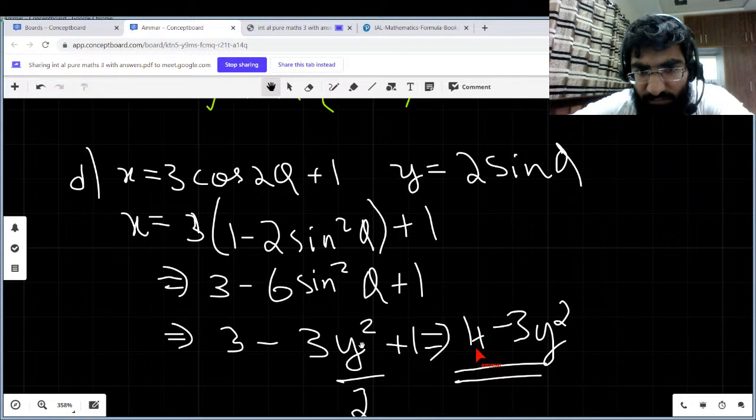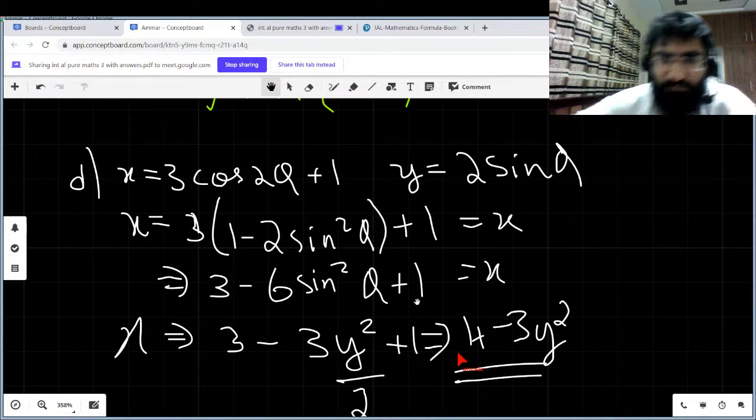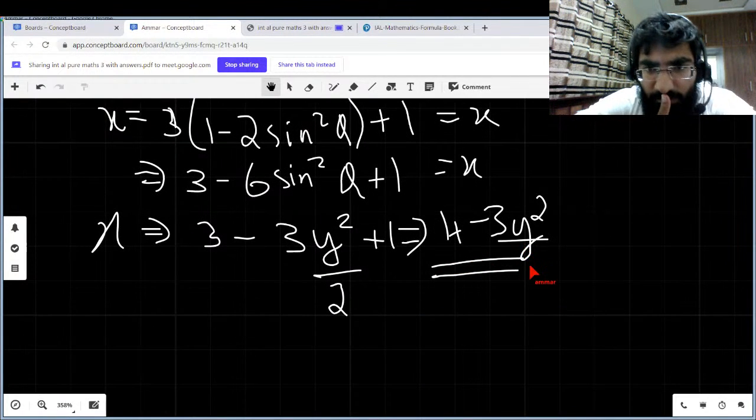Okay. 3y. And you've got 3 plus 1, you make it 4. 4 minus 3y squared by 2 is equal to x. That's it. Is equal to x. Yeah, okay. That's why I put this arrow in, it's equal to. But okay, I'll write it just for you. Okay, now what though? That's it, right?